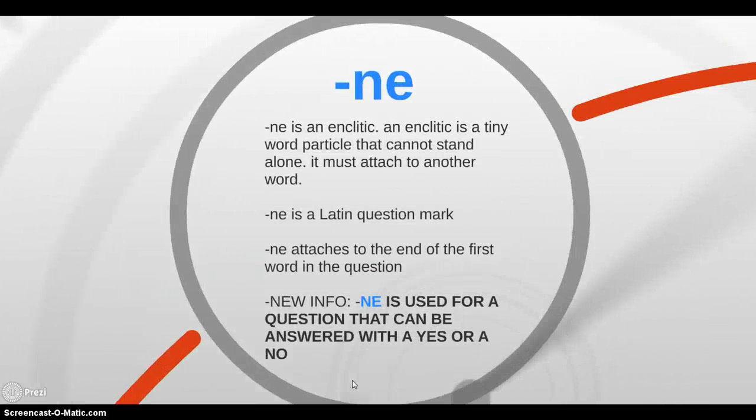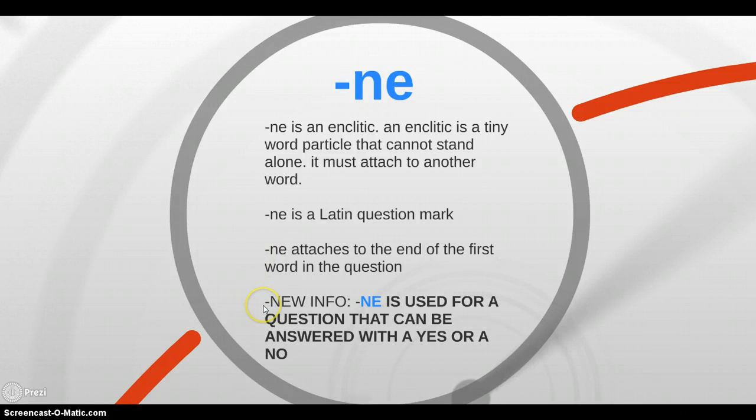All right. You know about Nonne. Nonne is your old friend. It is also an enclitic. An enclitic, say that word 5 times, enclitic, enclitic, enclitic, enclitic, enclitic. An enclitic is a tiny word particle that cannot stand alone. It must attach to another word. Nonne is a Latin question mark. Nonne attaches to the end of the first word in the question. Habet nonne tuum monstrum, habet oculos.